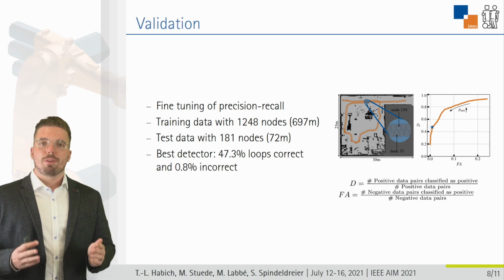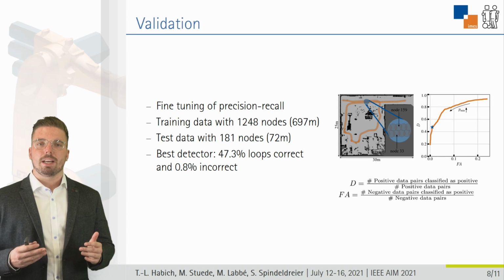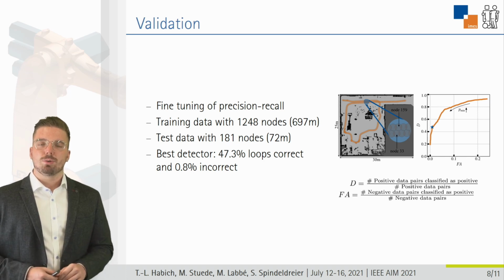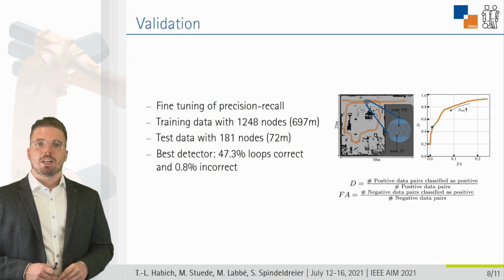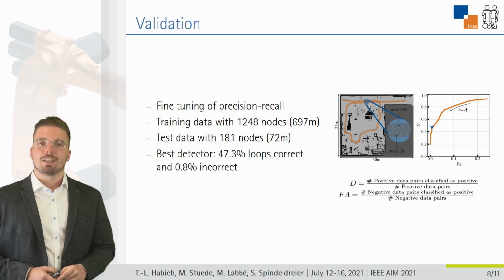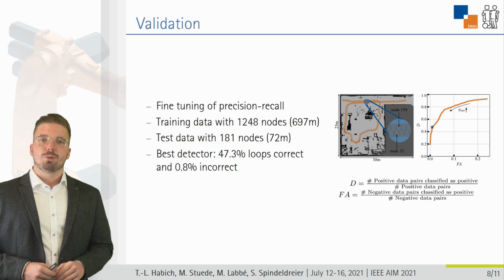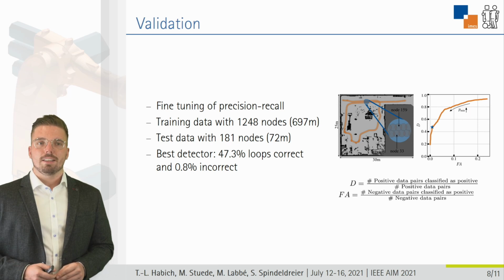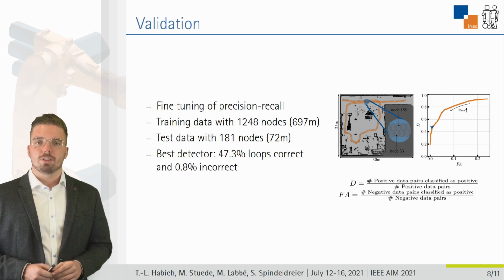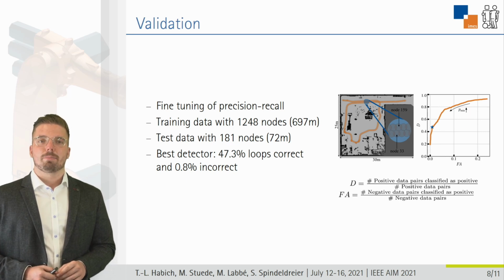We have performed 3 different validations. The first experiment was used to train the loop detector and to tune precision recall. Training data with 1248 nodes were recorded on our campus, and as the distance at which the detector should treat a loop pair as positive, we chose 3 meters. With this distinction, the set is divided into about 11,000 positive pairs and about 800,000 negative pairs.